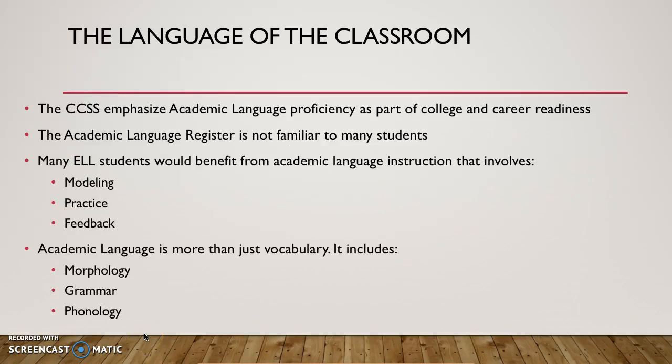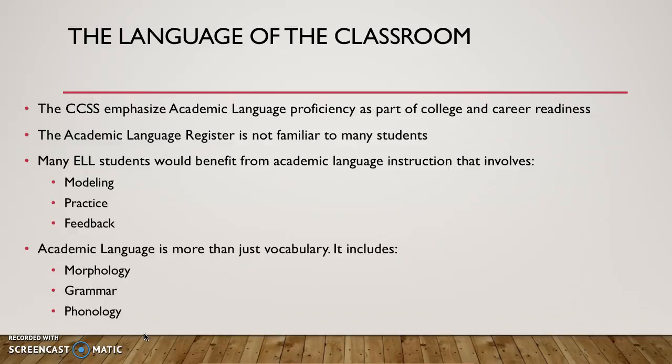The Common Core emphasizes academic language proficiency as part of college and career readiness. The Academic Language Register is not familiar to many students. So when we talk about a language register, we're talking about a variance in the language. Many students are familiar with social language registers, but not academic language registers.